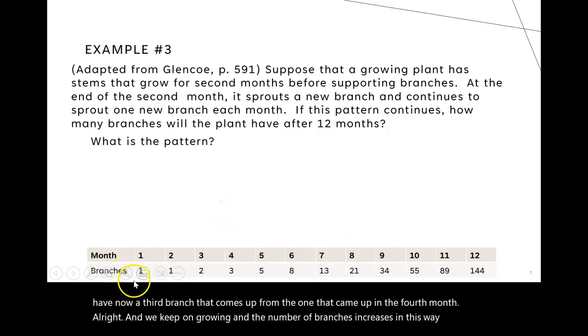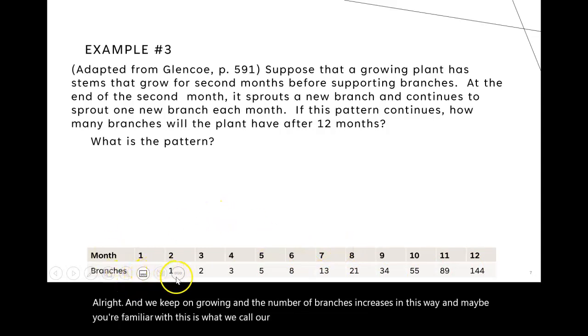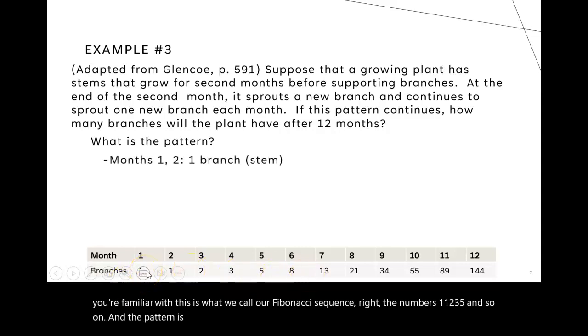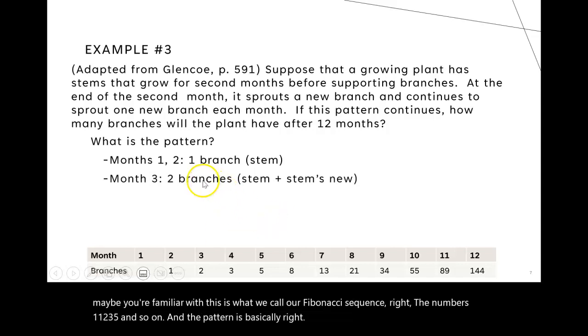And maybe you're familiar with this. This is what we call our Fibonacci sequence, right? The numbers 1, 1, 2, 3, 5, and so on. And the pattern is basically, all right, this is just kind of repeating here.